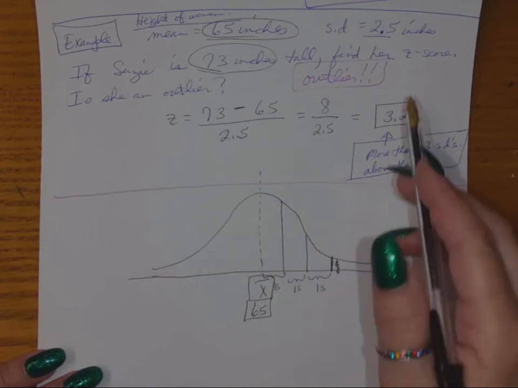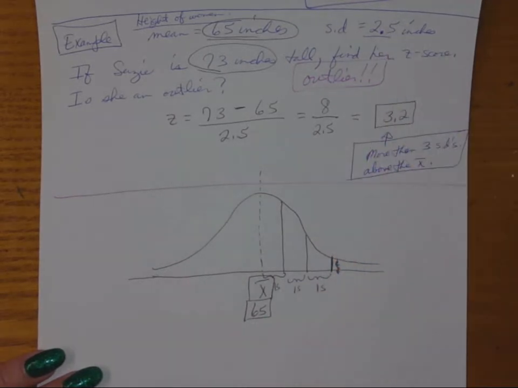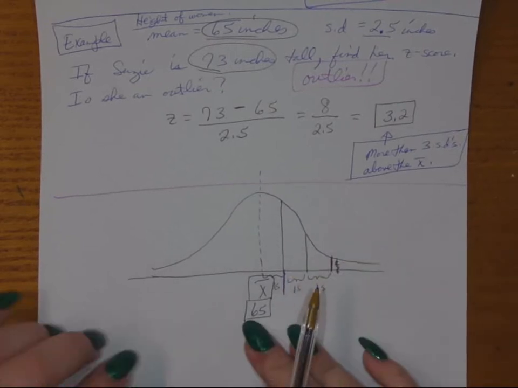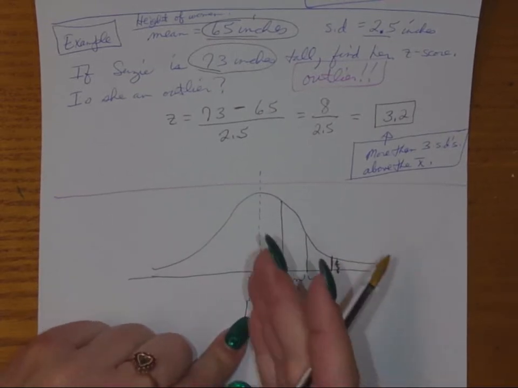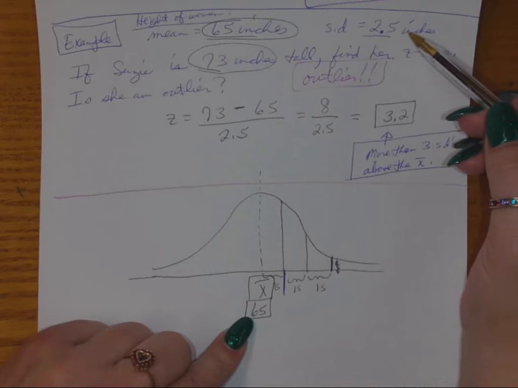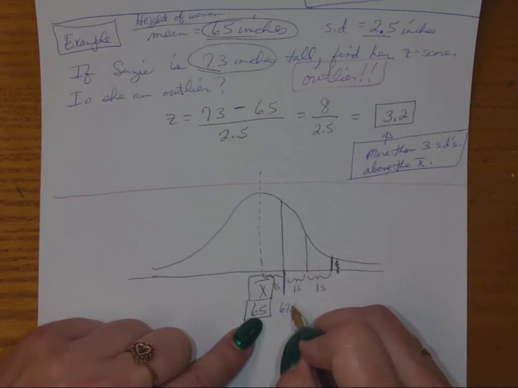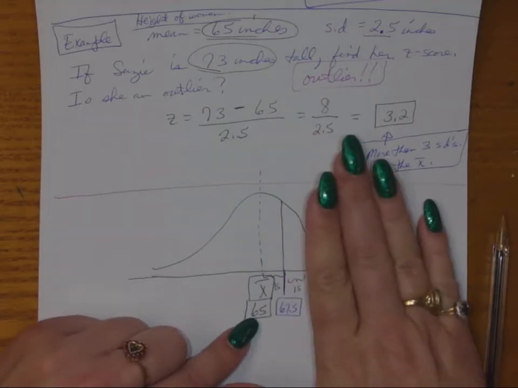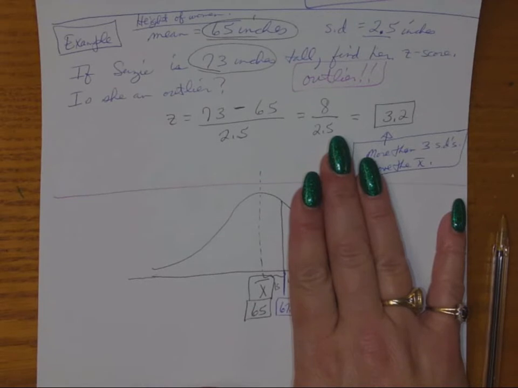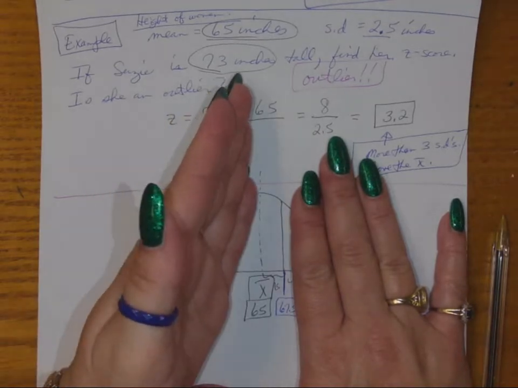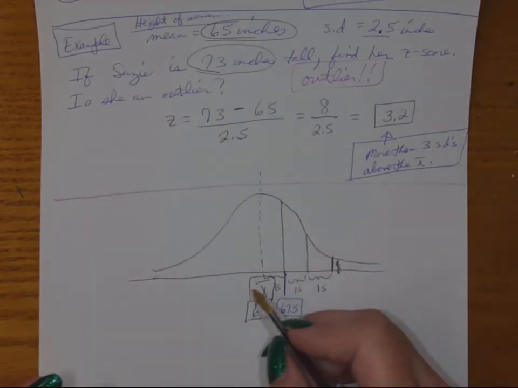So what does that make this? 2.5 inches wide, right? So right here on this mark, let's think about it. It's 65, and we're adding to it 2.5 inches. So that's going to be what? 67.5. Okay. So all the people who are within 1 standard deviation above our average here are 67.5 inches to 65 inches, right? Okay. What about 2 standard deviations?